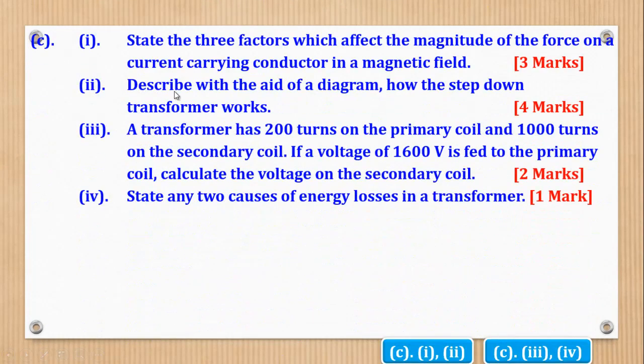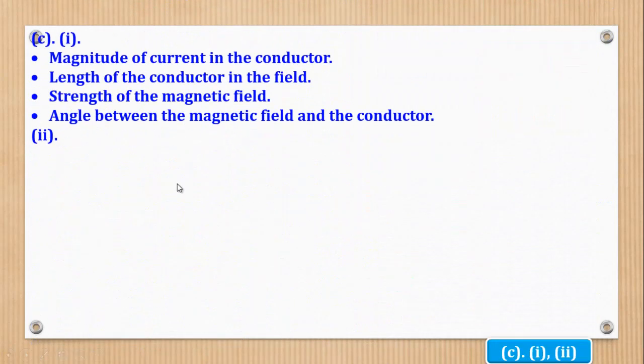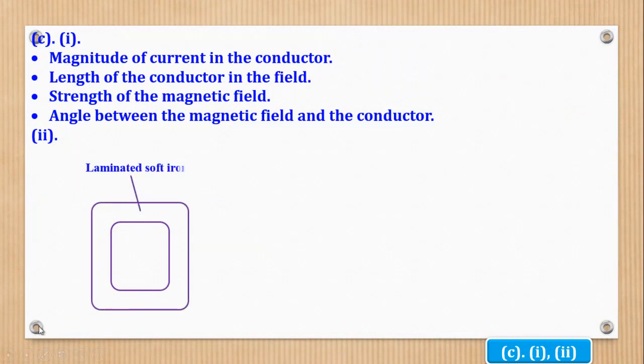Roman 2 says, describe with the aid of a diagram how the step-down transformer works. So the keyword is this word step down. So we come and draw our laminated iron core. Now step down means the number of turns on the primary side is more than the number of turns on the secondary side. Also, the winding of those turns matters. I think I want you to see this. It is like this. It goes like this. It is different from the secondary side, as we're going to see.